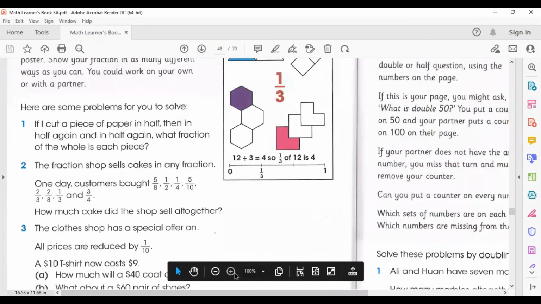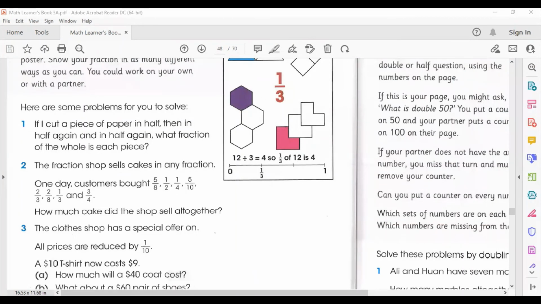Okay, I told you before, if we want to add, the first thing we need to do is make the denominators the same. Like this, it's easy for us. We have here 1 by 4 and 3 by 4. The denominator is the same. So 3 plus 1 is 4, 4 by 4 is equal to 1. So we put here 1.